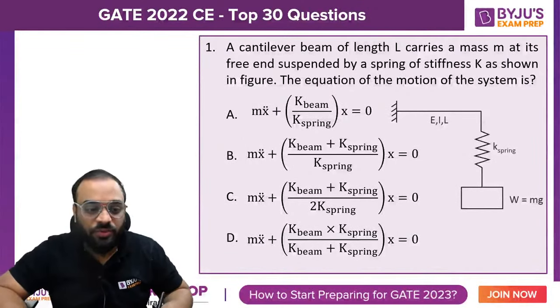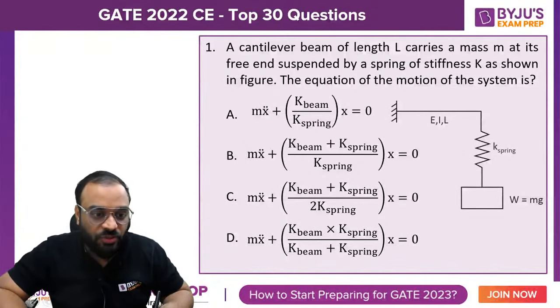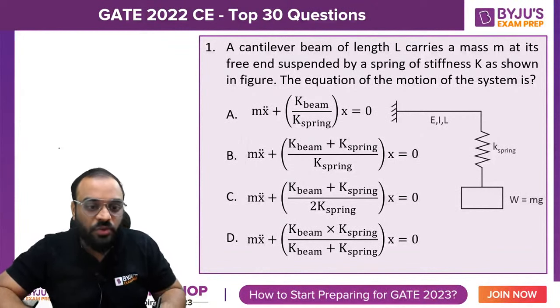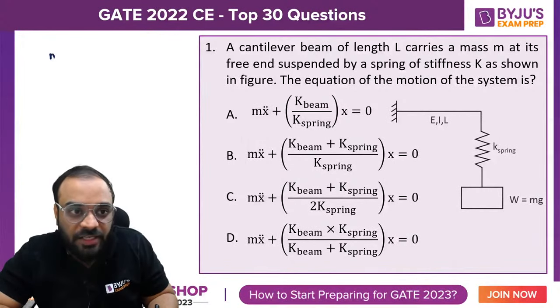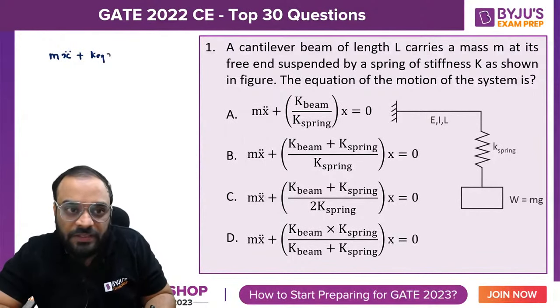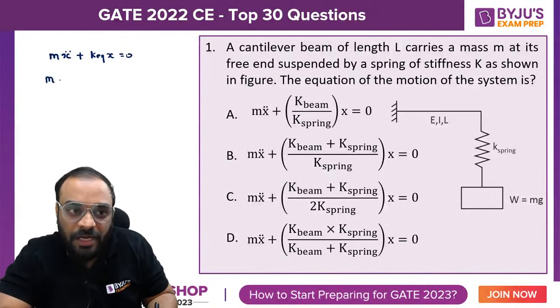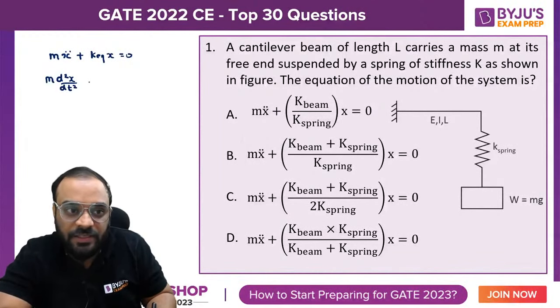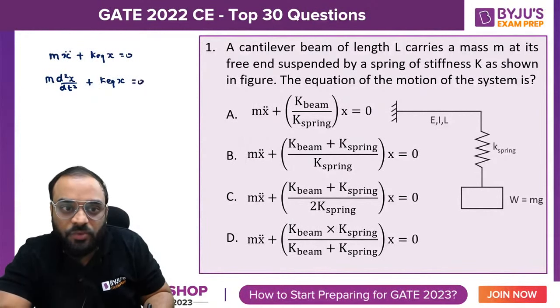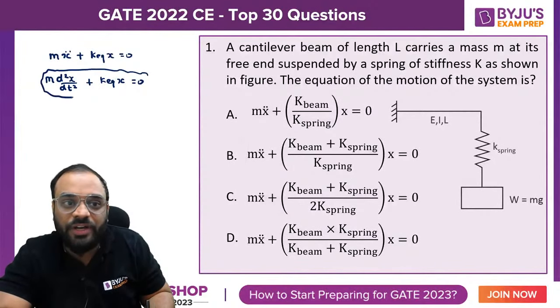Let me give you one hint so that you can understand how you can solve it. This is the equation of motion for a single degree of freedom: M x double dot plus K equivalent into x is equal to 0. You can write it as mass times the double derivative of x, which is basically displacement, plus K equivalent times x, and it should be equal to 0. Now your task is to find out the K equivalent value. That's it.